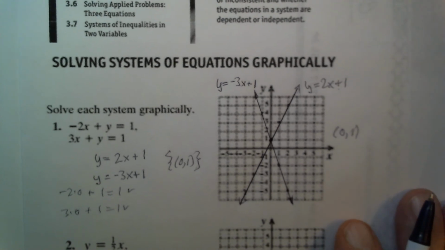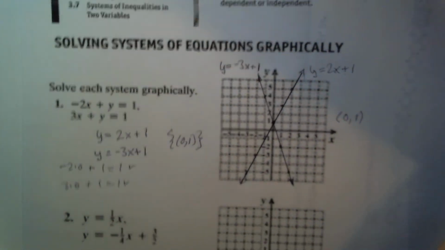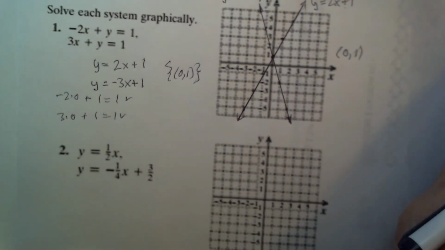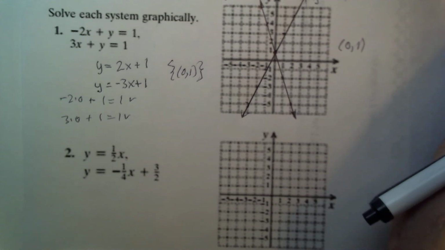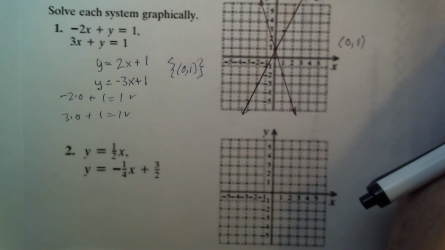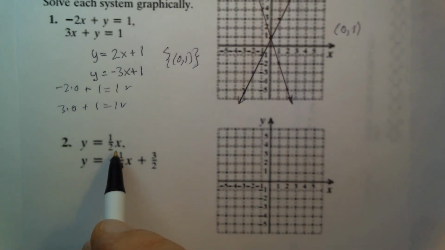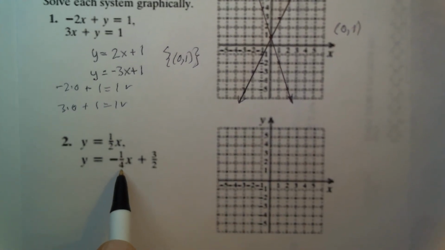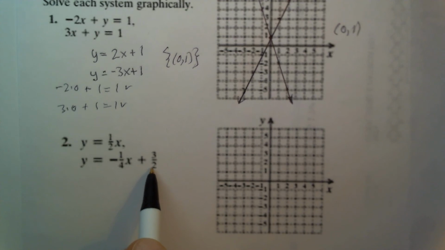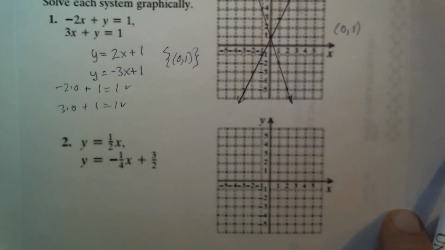And example number 2 will be very similar. Here we have the equations already in slope-intercept form: y equals 1/2 x and y equals minus 1/4 x plus 3/2. So let's graph these 2 equations. And again, by now you know how to do this, so I won't explain that. You'll just see them in a moment here, how they look on the xy coordinate system.